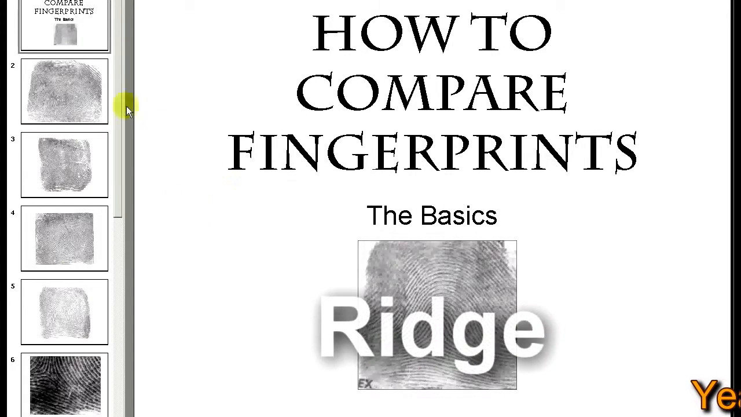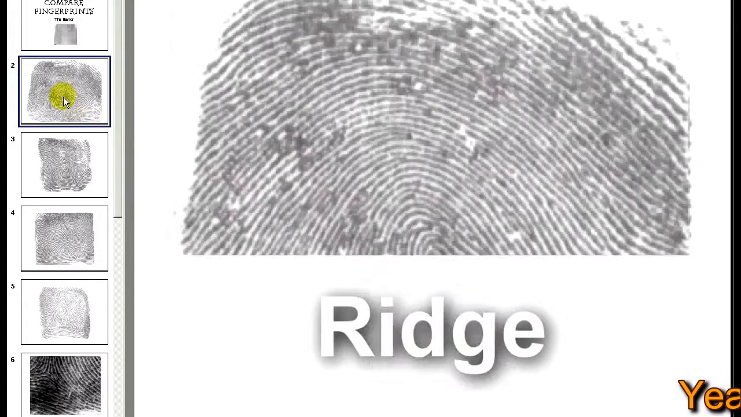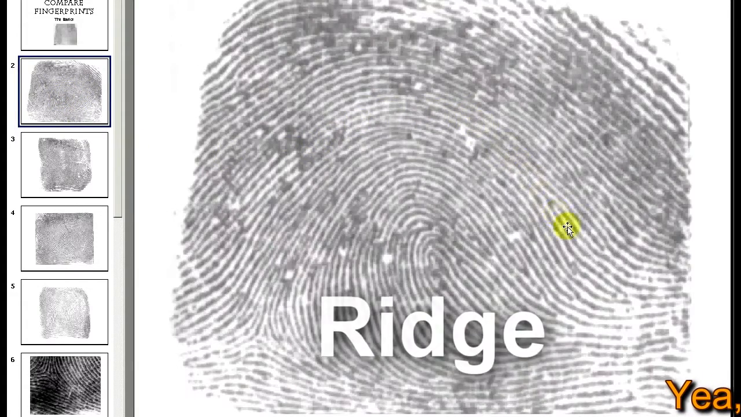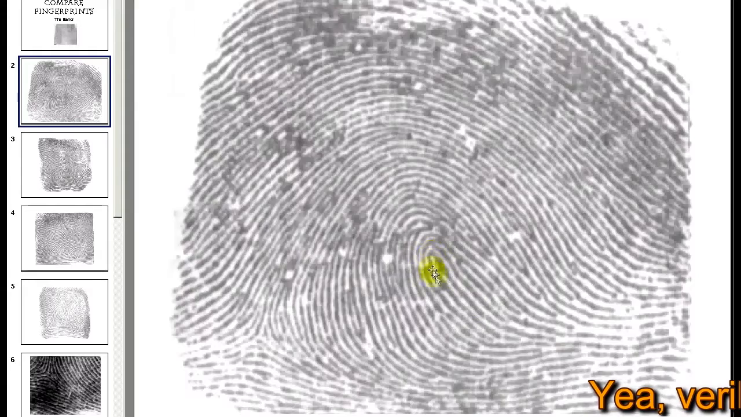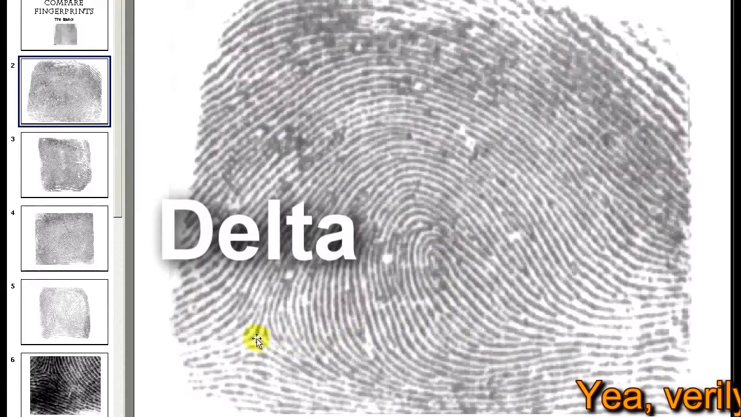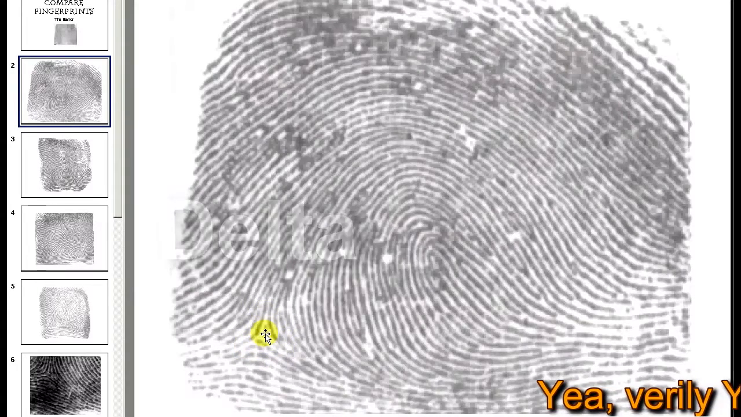The most basic formation in a fingerprint is the ridge. These are the black lines that form the patterns. The core of a fingerprint, right here in the center, is the innermost recurve at the center of the pattern. This ridge flows up, recurves right in the middle, and flows back down right here in the middle of the pattern. A delta is this type of feature where three areas converge into a triangle type shape. You can see right here is the center of this delta.